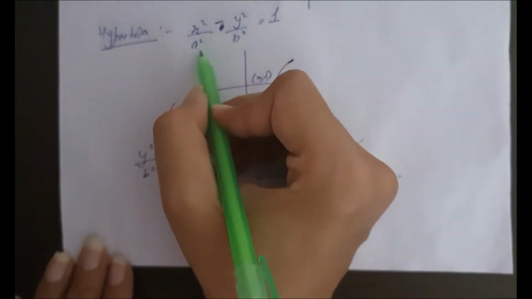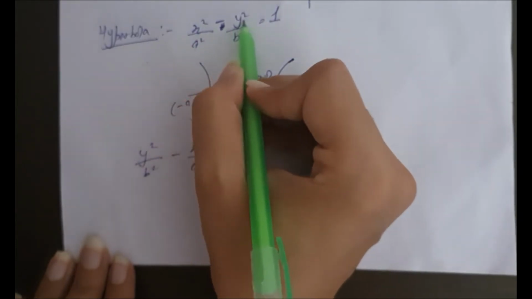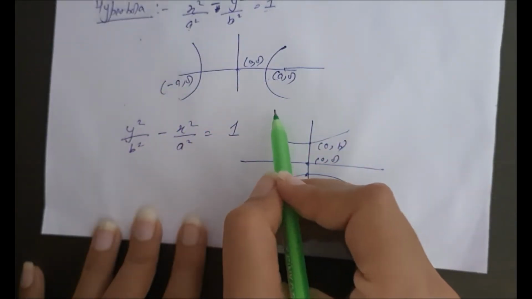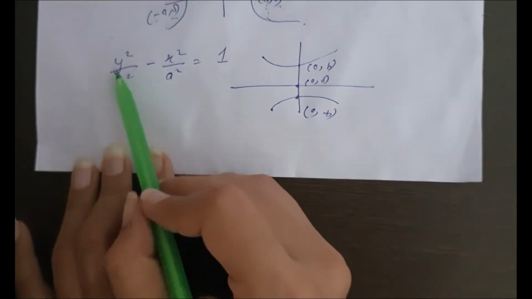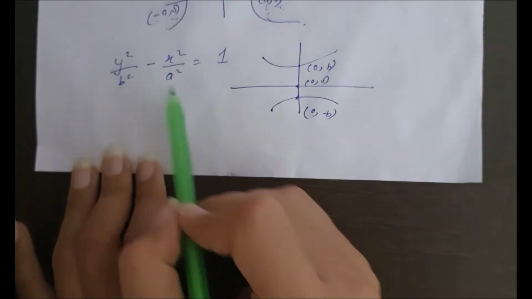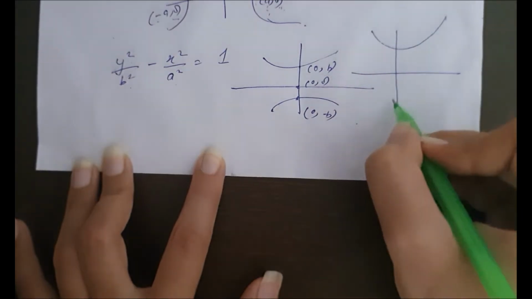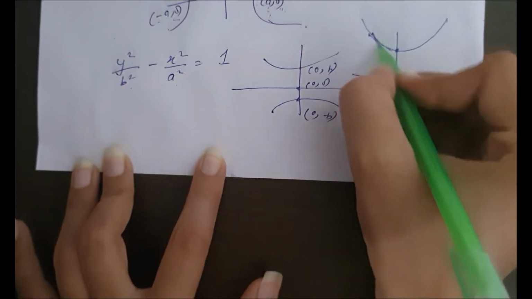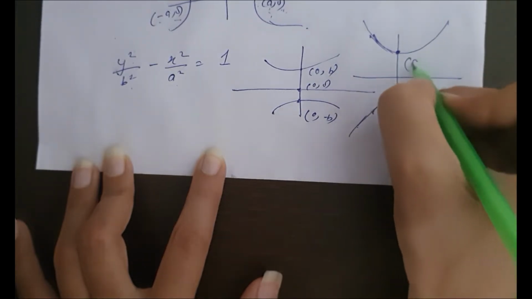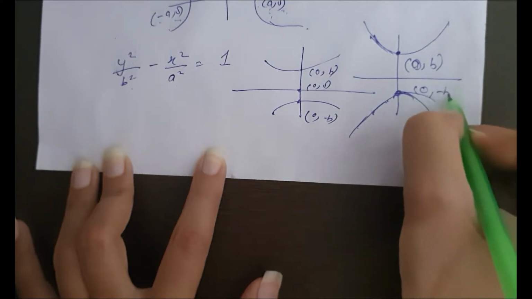Similarly, hyperbola, equation of hyperbola is x square upon a square minus y square upon b square is equal to 1. This is how we plot hyperbola. If this would be y square upon b square minus x square upon a square is equal to 1, then we will plot it about y axis. I plot it clearly, make it symmetrical. This is 0b and similarly this is 0 minus b.